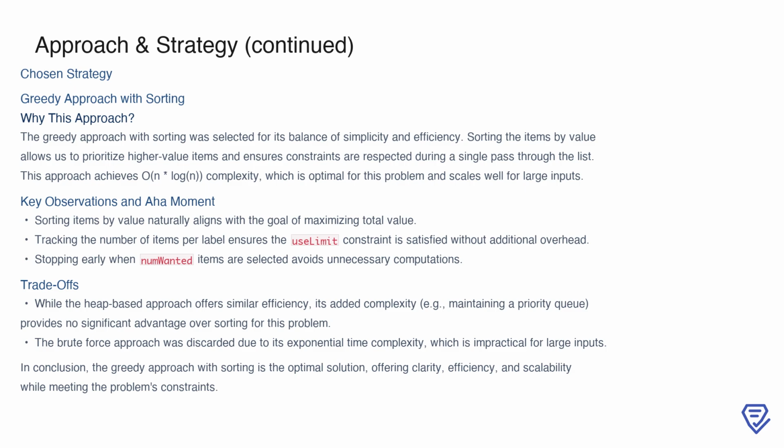Key insights include the realization that sorting naturally prioritizes high-value items, and efficiently tracking the number of items per label ensures constraints are met without extensive overhead. While the heap-based approach offers similar complexity, its added implementation intricacy does not provide an advantage for this problem. The brute force approach, on the other hand, was dismissed due to its prohibitive exponential complexity. Overall, the greedy approach with sorting offers an optimal, practical, and scalable solution for this problem.